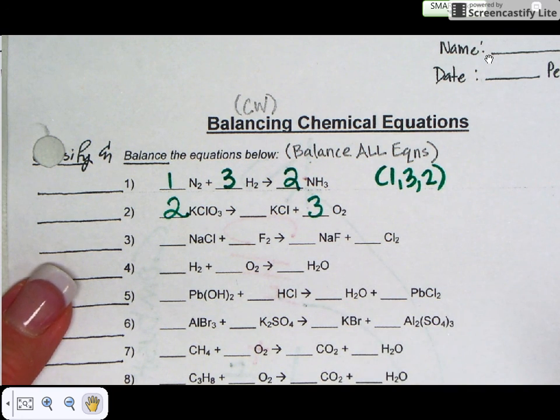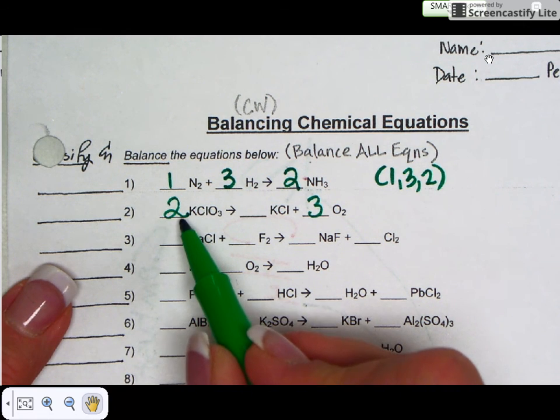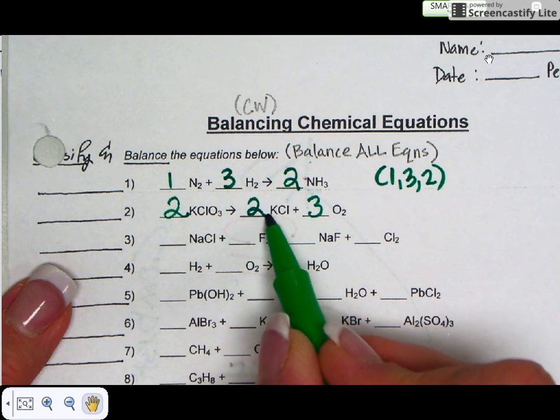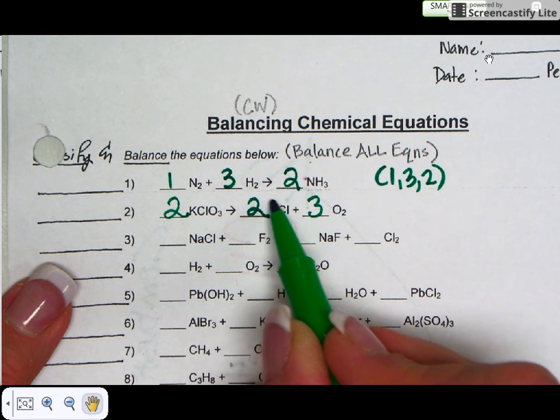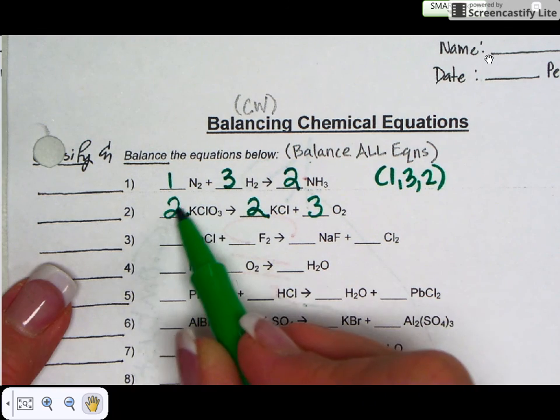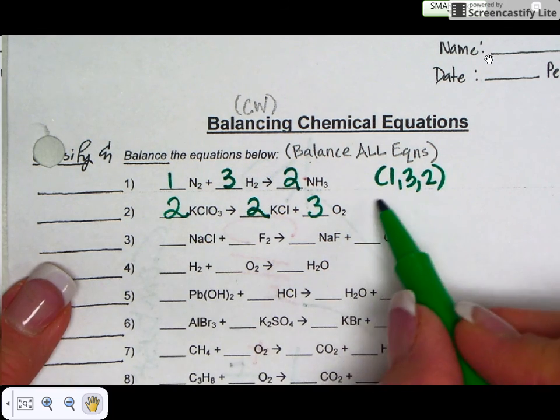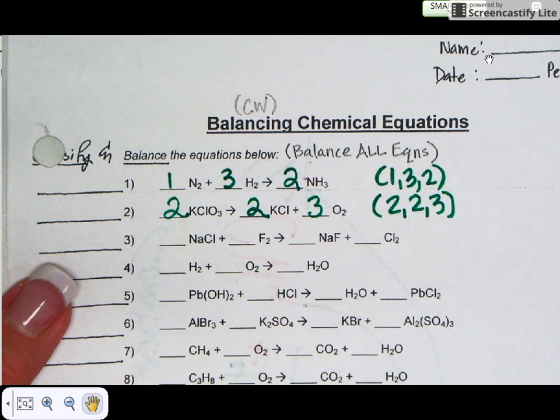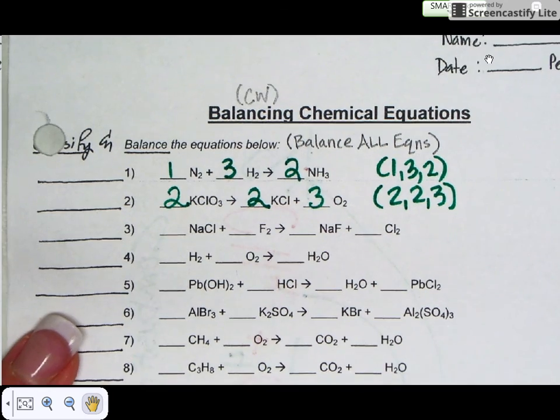That balances my oxygens. And now look at your potassiums. 2 times 1 is 2. So put a 2 in front of the potassium chloride, and that gives you 2 potassiums. 2 times 1 for the chlorine. So this is balanced with a 2, 2, 3, and that is in its lowest whole number ratio again. All right, let's move on to number 3.